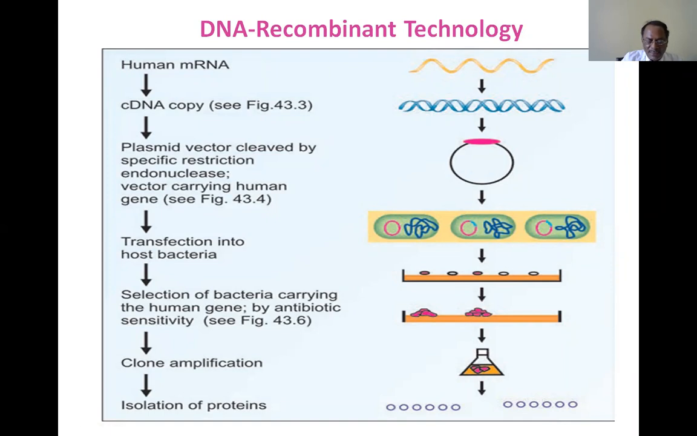And then, antenatal diagnosis of genetic diseases: for this purpose, DNA recombinant technology is useful. Examples of diseases which can be identified: one is cystic fibrosis. There is one disease called cystic fibrosis. Second one, phenylketonuria. This is an inborn error of metabolism due to deficiency of the phenylalanine hydroxylase enzyme in humans.